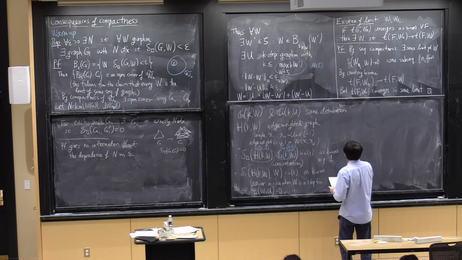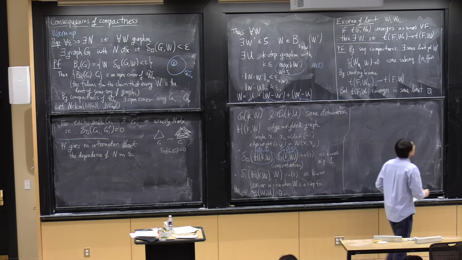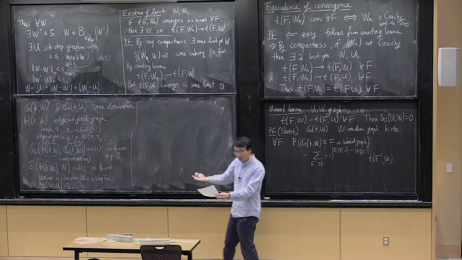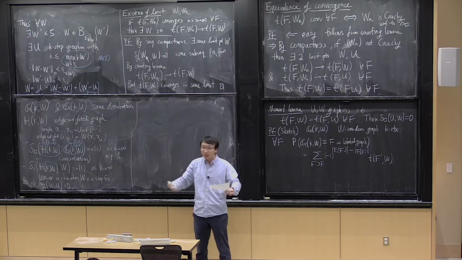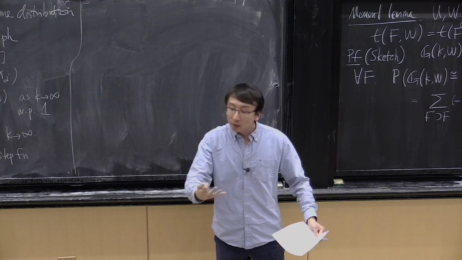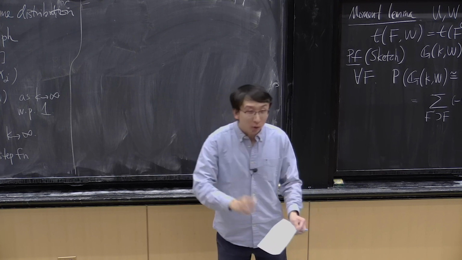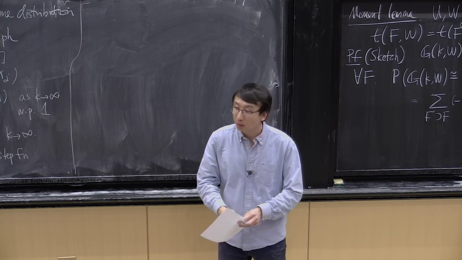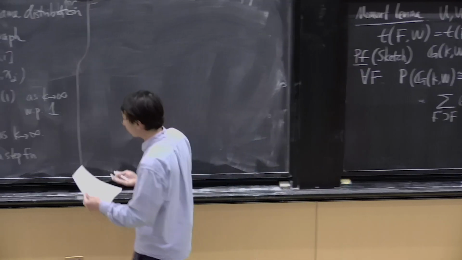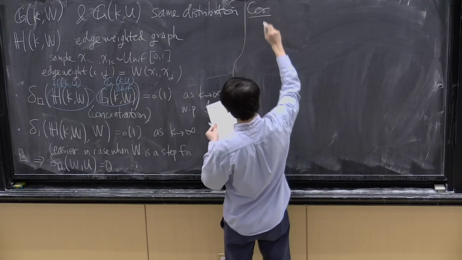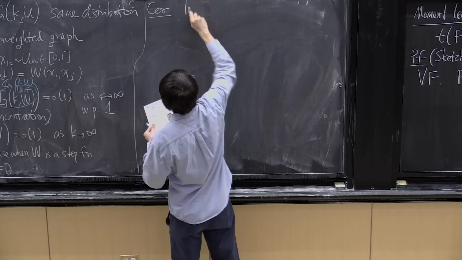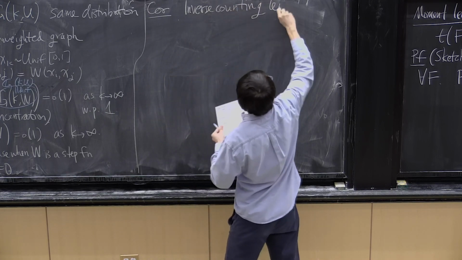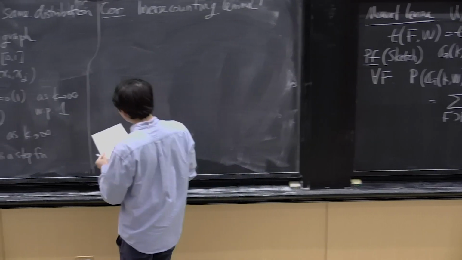I want to close by mentioning, in some sense, here you have two graphons that have exactly the same F moments. But what if I give you two graphons which have very similar moments to each other? Can you conclude that the two graphons are close to each other? That would be some kind of an inverse counting lemma. And in fact, it does follow as a corollary.